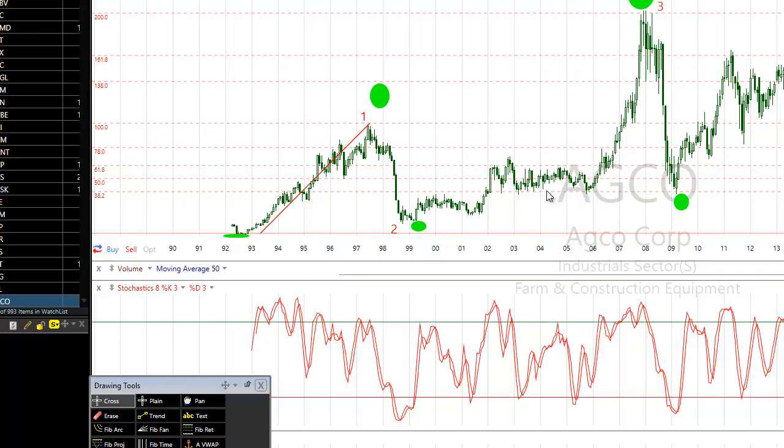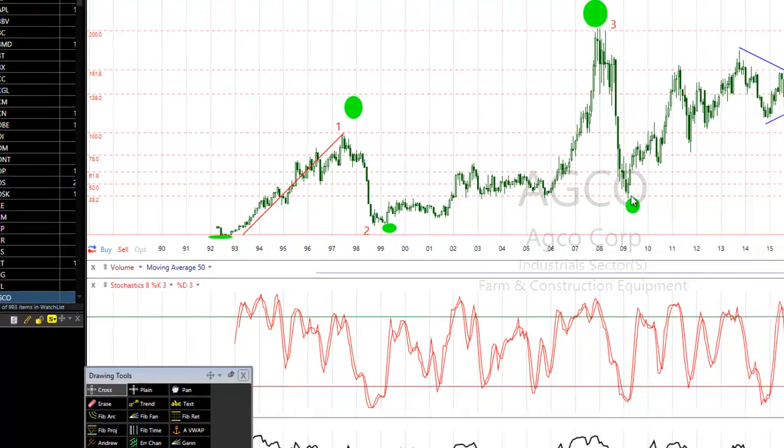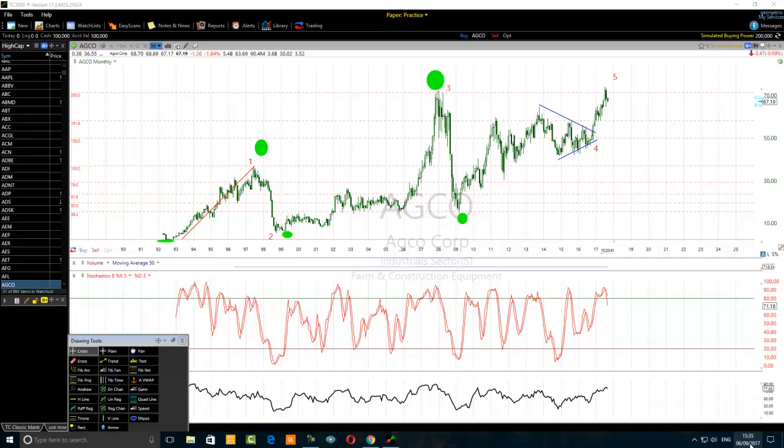The reason why I did that, I need to explain to you, is because I faced a challenge here. When the fourth wave, which was supposed to be the fourth wave, is overlapping the first wave. So the fourth Elliott wave is overlapping the first wave.